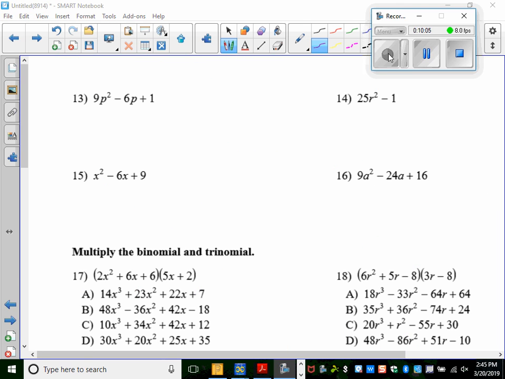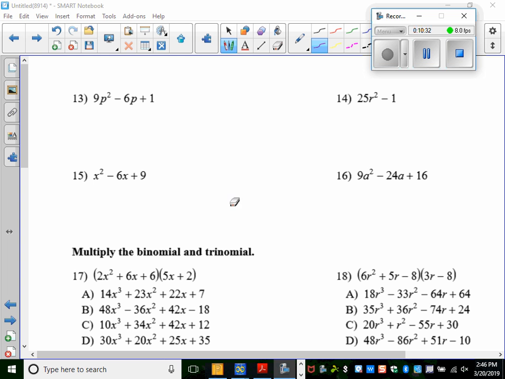How do we do? All right, number 13. Now, this particular one is a special case. How do I know that? Because if I take the square root of 9, what is the square root of 9? 3. And if I take the square root of 1, which is 1, and I multiply and double them, I get exactly the number 6 in the middle.